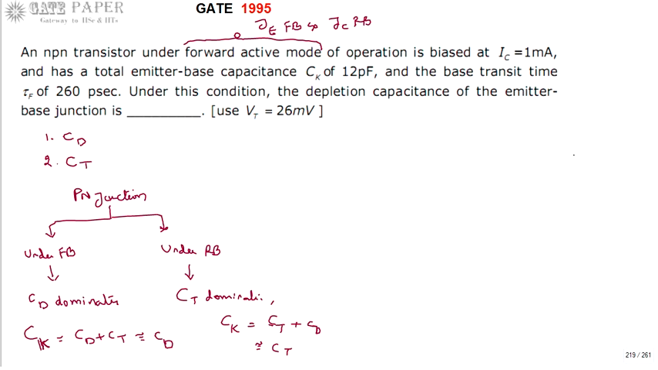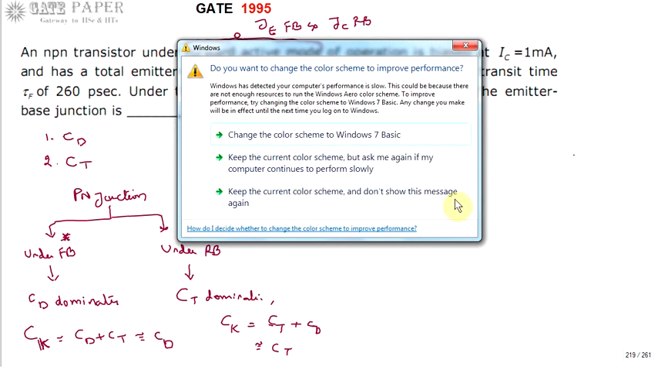But here the question is, if both are considered, the total emitter base capacitance is given as 12 picofarad. We are considering this case now, because whenever the NPN transistor is in forward active mode, the emitter base junction is always forward biased. So we are considering forward bias of the PN junction. In that case, diffusion capacitance dominates and total capacitance is given as 12 picofarad. We need to calculate the transition capacitance.